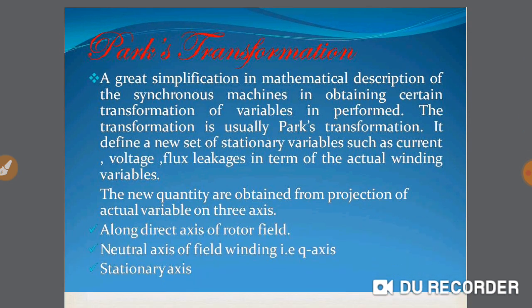So what is Park's transformation? Actually, Park was a scientist who gave a simplified mathematical model for synchronous machines. And what was actually done in this transformation was that he defined a very new set of stationary variables, including current, voltage, and flux linkages, in place of the actual winding variables.